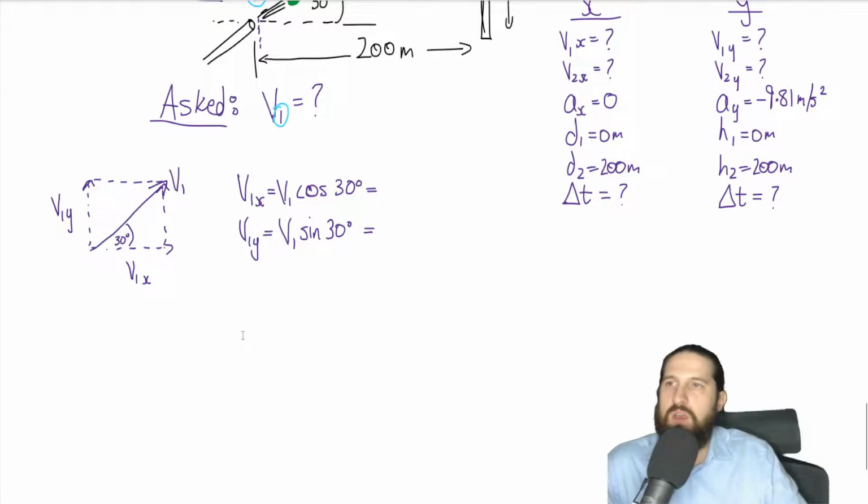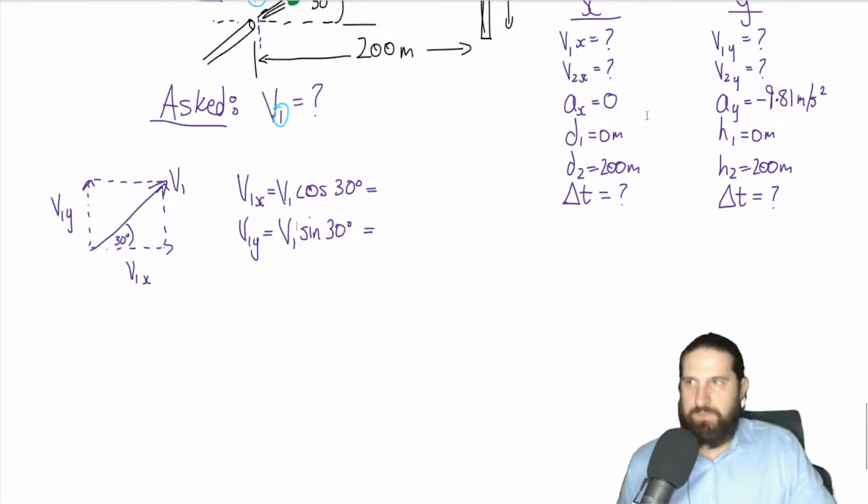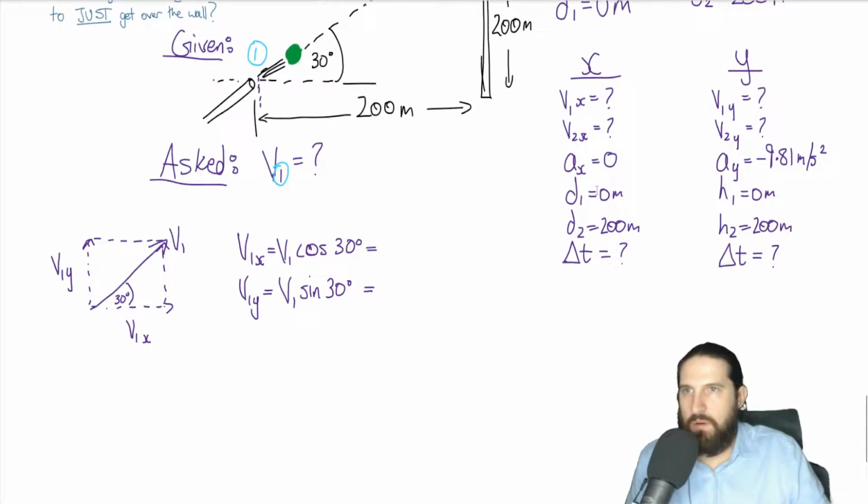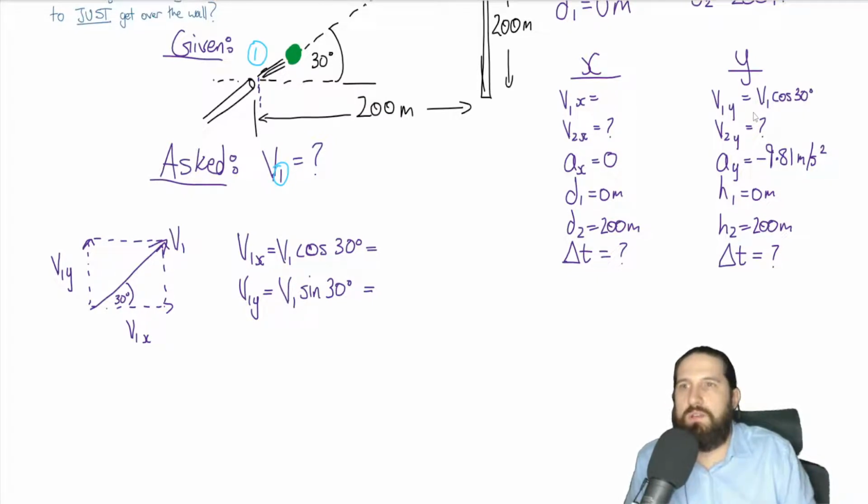Okay. So let's do it. So V1y we now know is V1 times the cos of 30. Okay. And V1x, oh, sorry, that's V1y. So y is the sine of 30. And V1 times the cos of 30 is the V1x, okay? And that's actually the same as V2x. It's the same because it doesn't change.